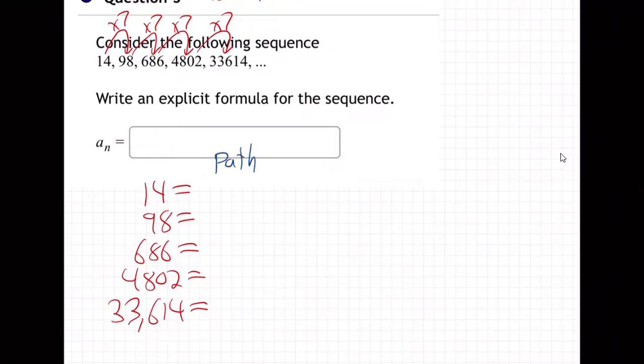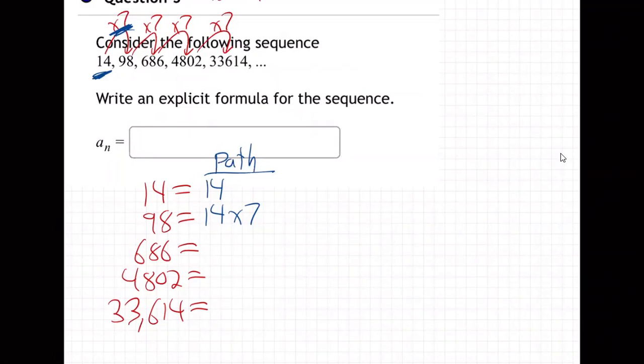Pattern is in the path. How did we get there? Well, the first term, you just start with 14. Nothing about the first term. There's no path there. You just start with that. But the next term, how did we get to 98? We took 14 and we multiplied by 7. That's how we got to the 98, right?